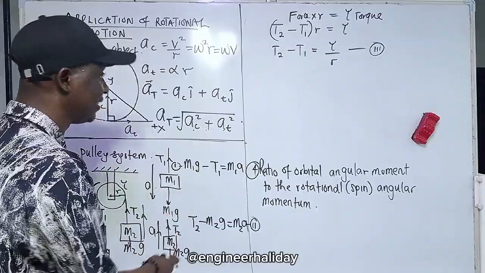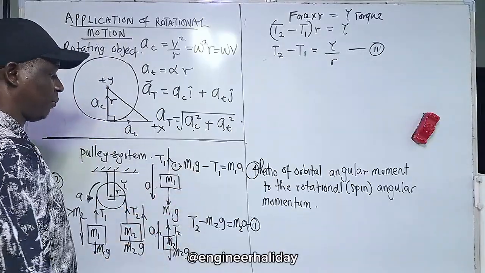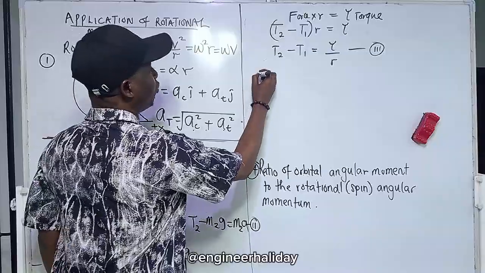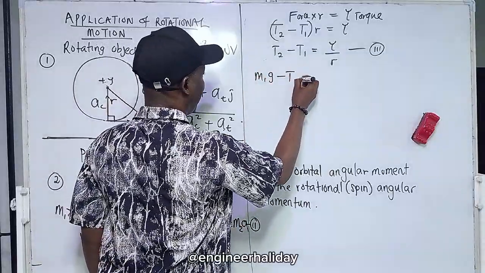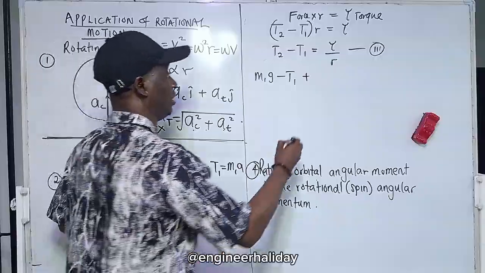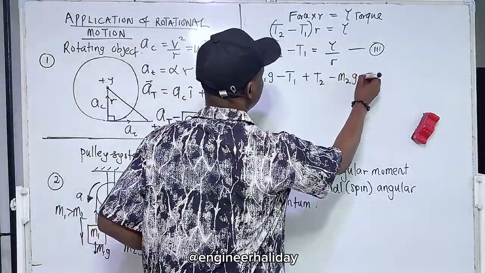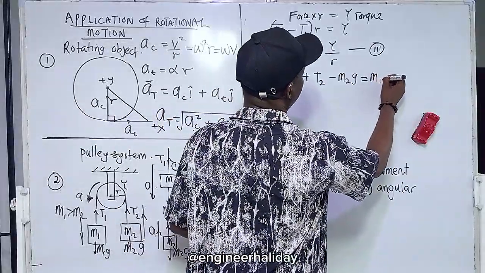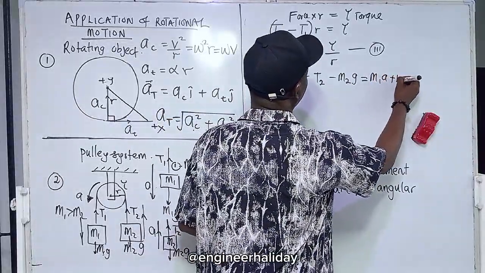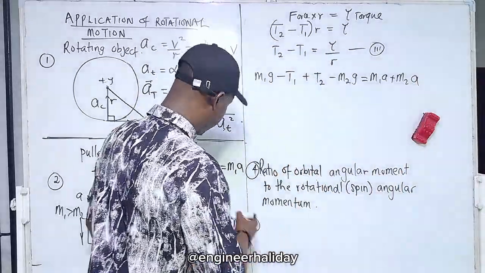Now, if you combine the two of them, let's add equation 1 and 2 together. We see something there. If you add it, I would have M1G minus T1 plus T2 minus M2G equal to what? Add the other sides together also: M1A plus M2A. That's what I would have now.